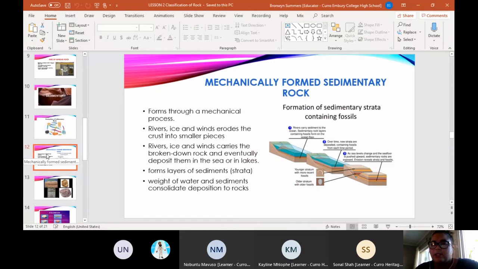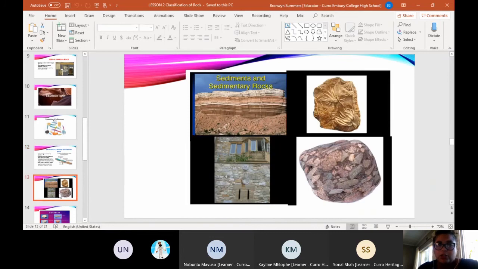Right, then I'll place a slide showing you how sedimentary rocks mechanically form. And when rocks go through a mechanical process, they will contain fossils. So you must know that. So this first picture here, you can actually see the layers of the rock there. They're quite defined there. And that shows you instantly that that is a sedimentary rock.